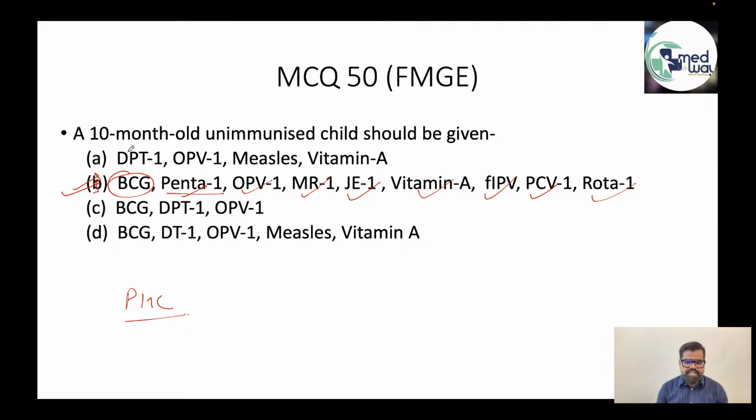I'll see option A also. DPT: when we are giving pentavalent, DPT we don't give. DPT is given only when we are not able to give pentavalent, and we give DPT as a booster dose, first and second at 16 to 24 months and 5 years. So this cannot be given because we are giving pentavalent. For a 10-month-old child, you are giving BCG, you are giving DPT? Why? You can give pentavalent. Why are you giving DPT? No. BCG, DT, there is no question of DT when we are giving pentavalent. So the answer is B.